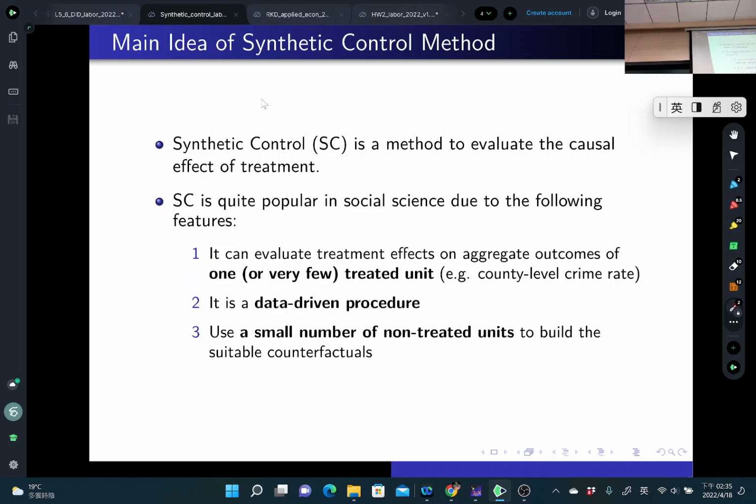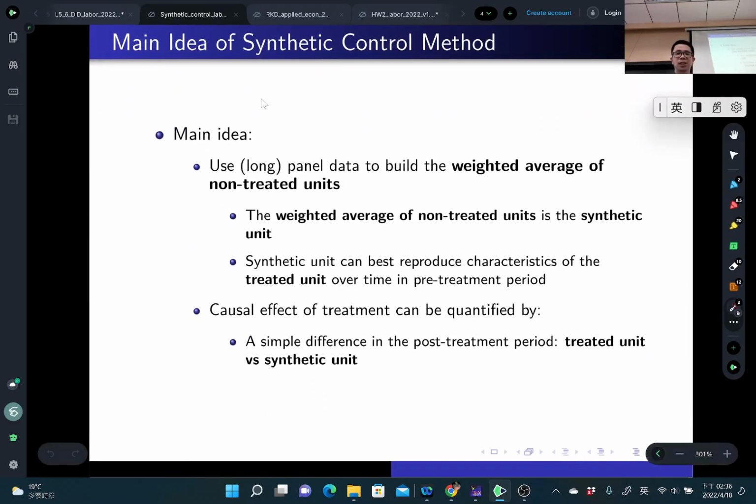It uses a data-driven procedure to construct the control group, the artificial control group. So I will show you what this means. Basically, it uses a very small number of non-treated units to build the suitable counterfactual so that you can do the causal inference.